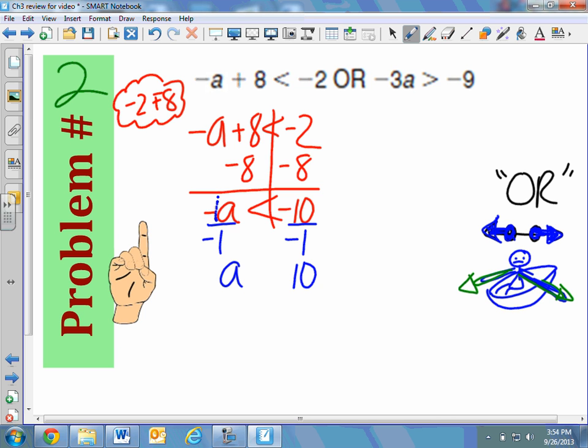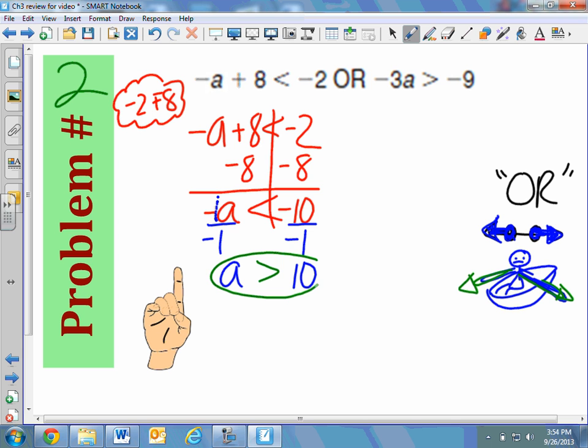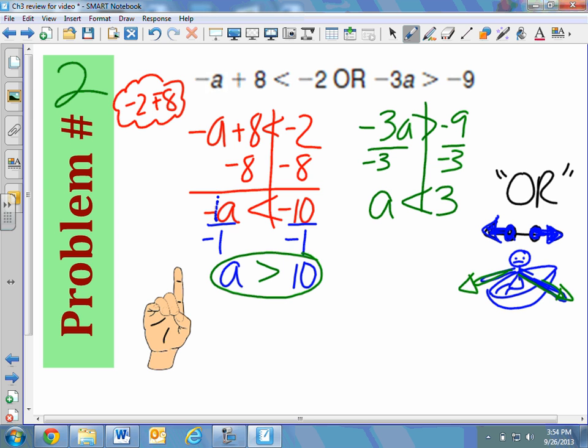What happens to the inequality sign, guys? I know you know. What happens to this? When you divide by a negative, you're going to switch it. Okay, there's that one. That one's done. Let's look at the next one. Negative 3a is greater than negative 9. Divide by negative 3. Divide by negative 3. What happens when you divide by a negative number? Switch the inequality sign, and you get a positive 3 right here. Okay?